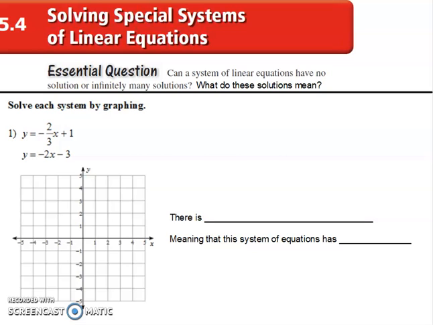So I'm going to ask you to take a moment and refresh your memory on solving systems of equations by graphing by pausing the video and completing this example now.